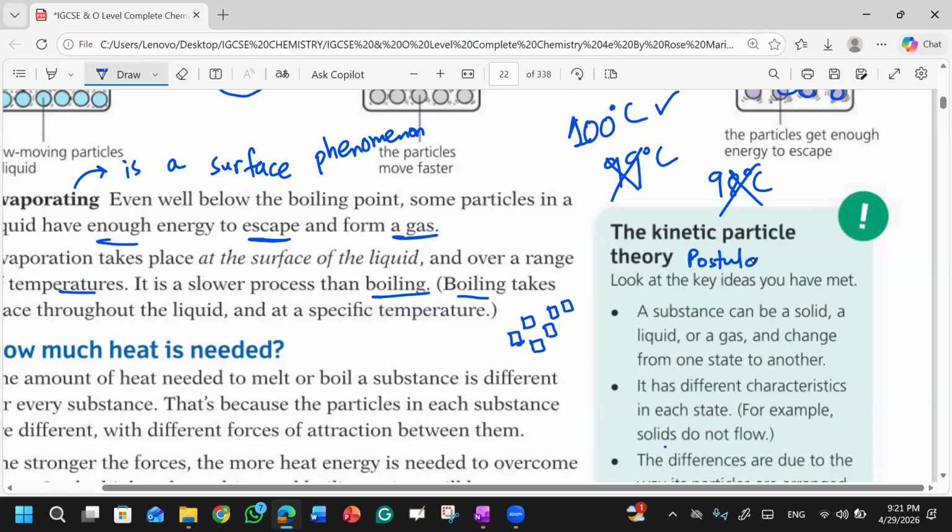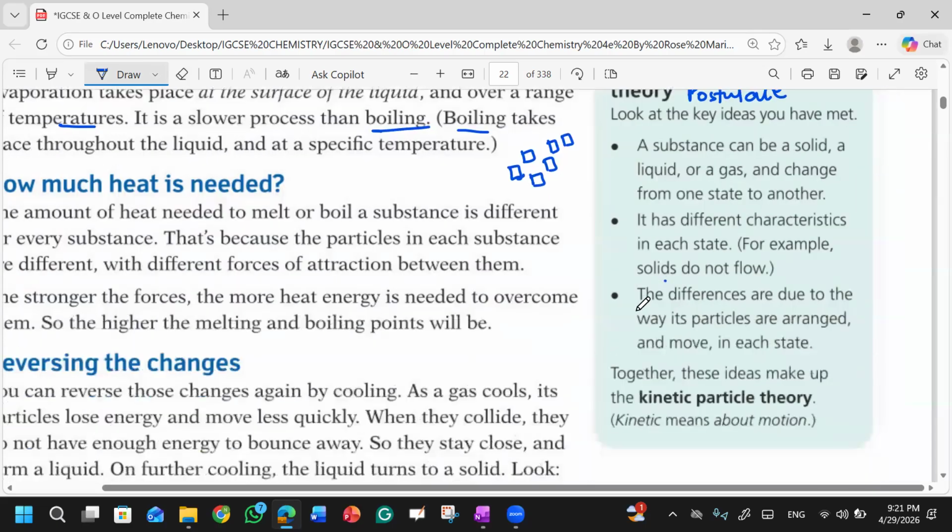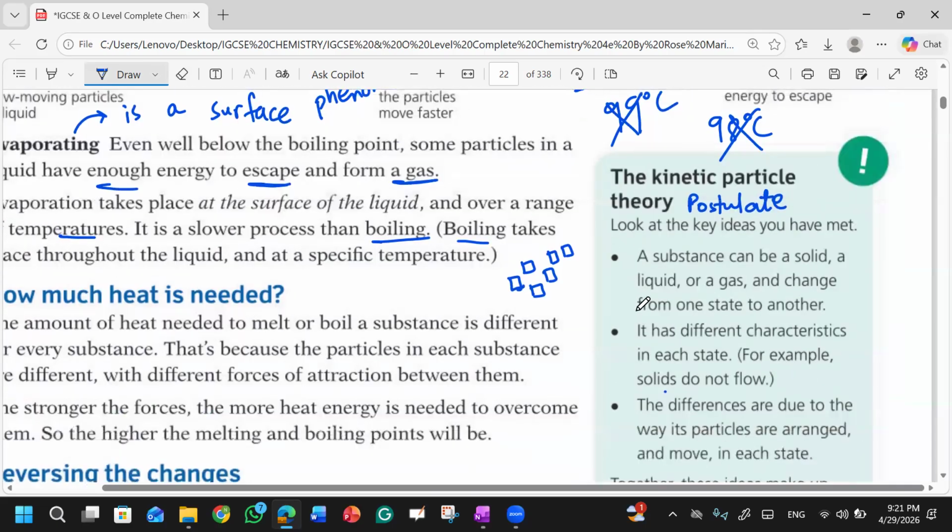In this, you will mention all these three postulates. Okay. Are you done with the question? You have read it, right? Have you written the question?